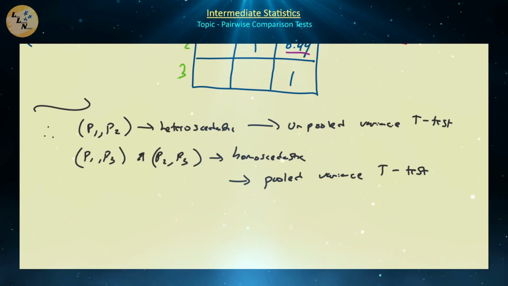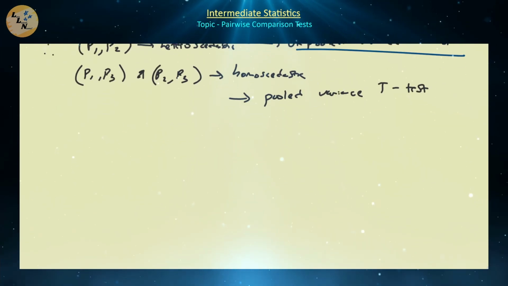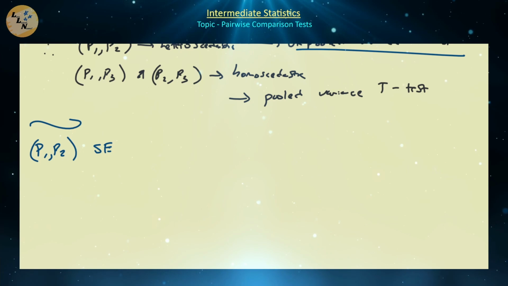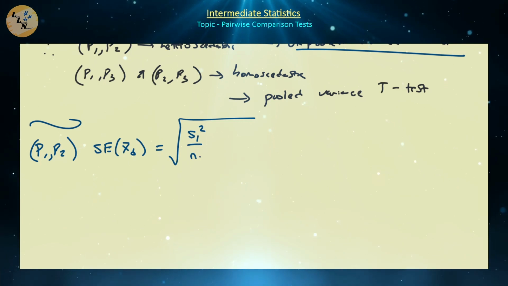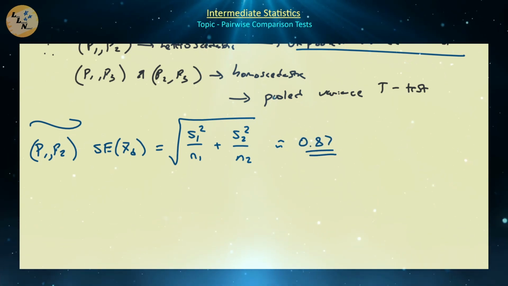So let's go ahead and start with the unpooled variance t-test P1, P2 test. So what is the standard error associated to the differences in sample means? All right, so we're going to be looking at P1 and P2 here. So the standard error for x bar d for an unpooled variance t-test, remember, is just going to be equal to the square root of s1 squared divided by n1 plus s2 squared divided by n2. So using those statistics that I mentioned earlier, one can find that that's going to be approximately 0.87.